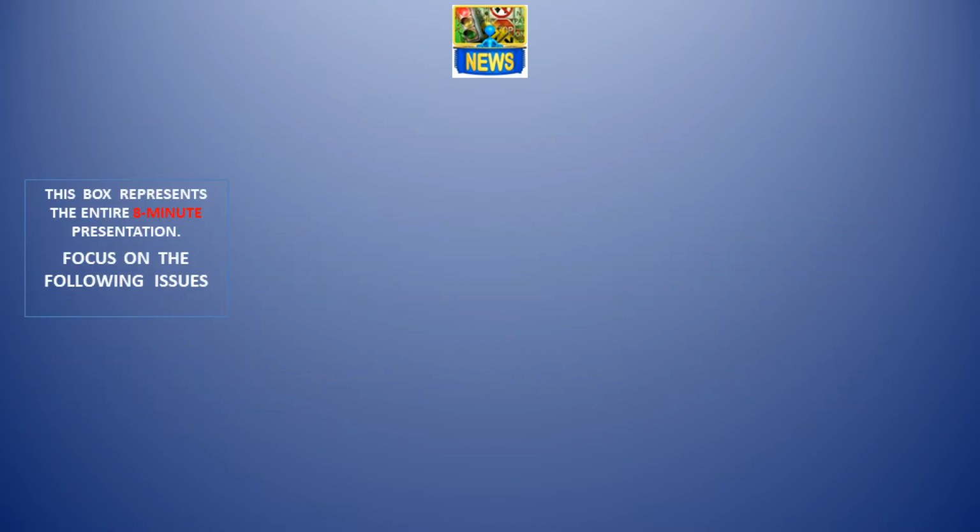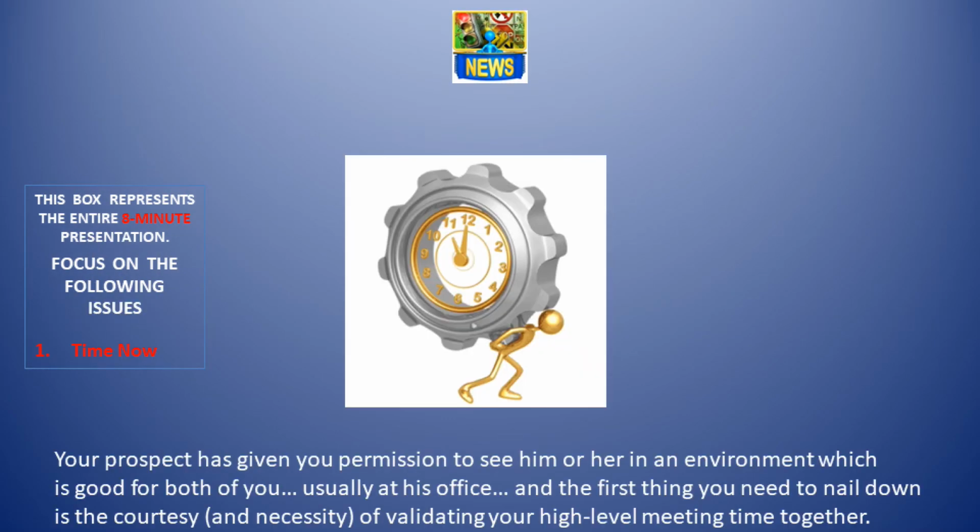Shown on this slide is a box that represents the entire 8-minute presentation. Focus on the following issues. Time now. Your prospect has given you permission to see him or her in an environment which is good for both of you, usually at his office, and the first thing you need to nail down is the courtesy and necessity of validating your high-level meeting time together.